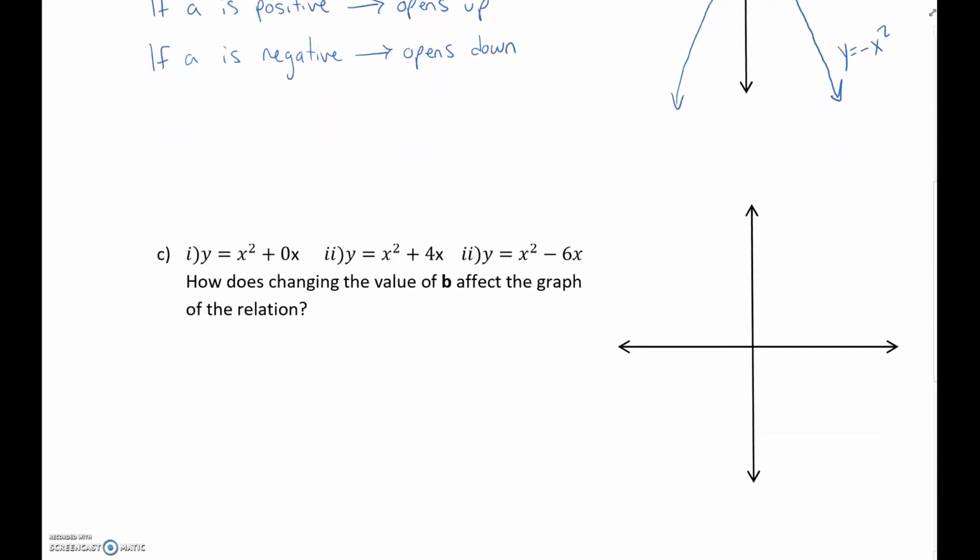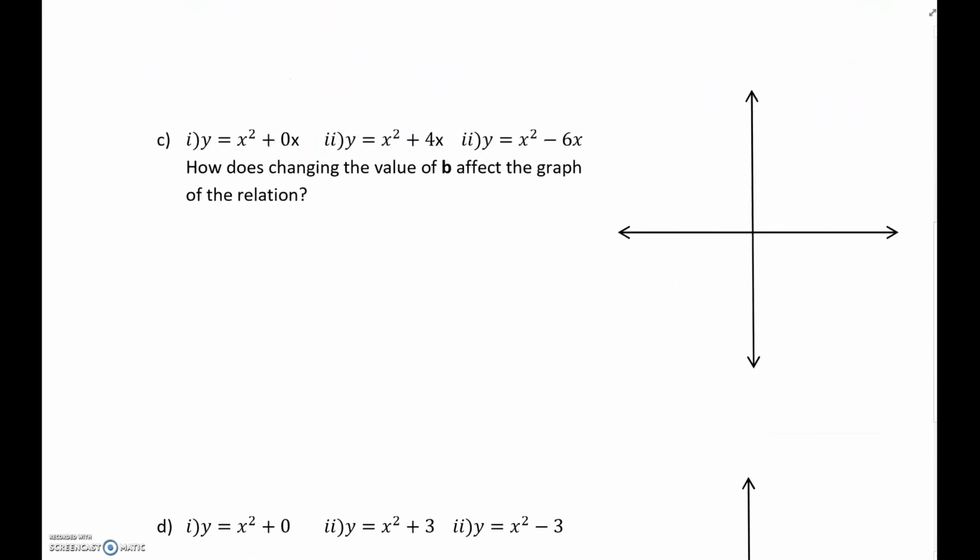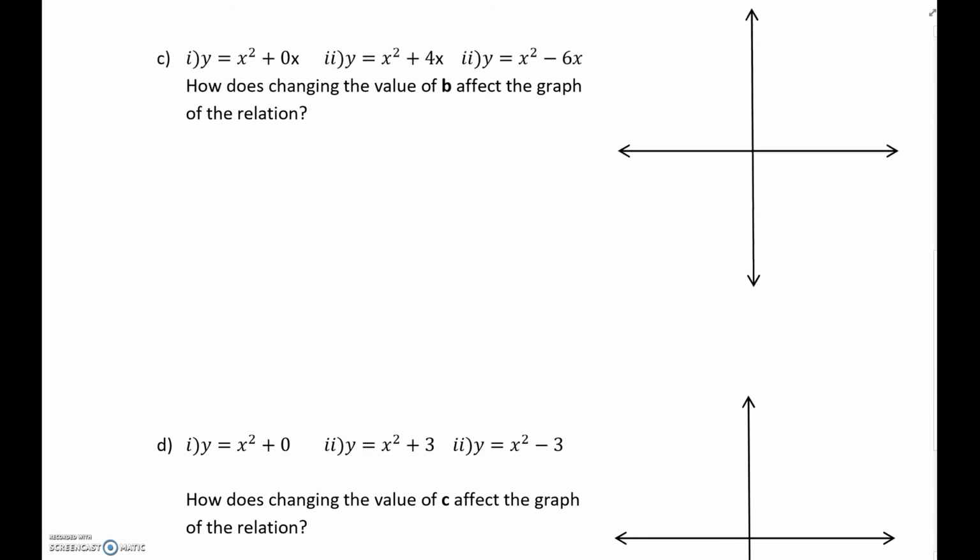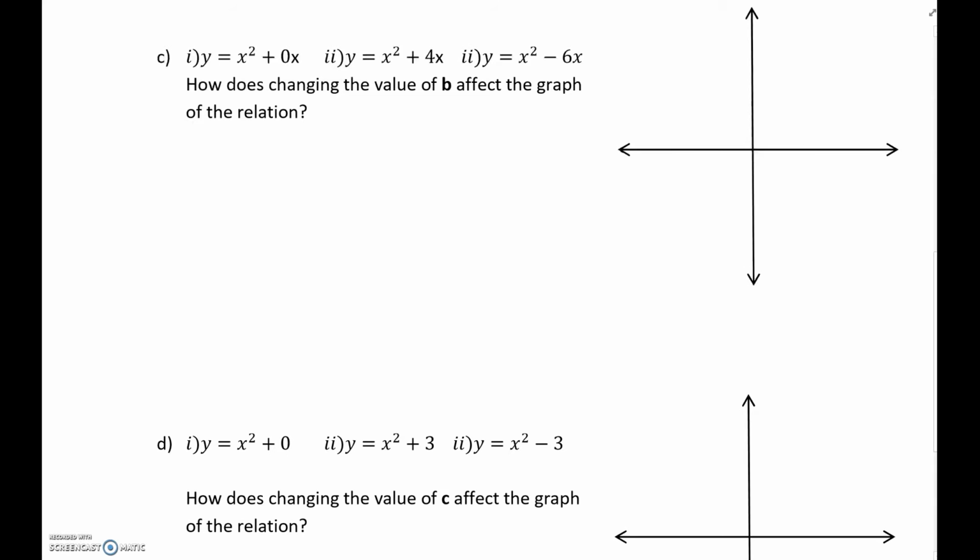Let's take a look at C. In C, we're asked, how does changing the value of b affect the graph of the relation? So if you remember at the beginning, we had y equals ax squared plus bx plus c. So this is the value we're changing now. Now it's not as obvious when you're graphing what's happening to the b, so let's have a look. Put these into our graphing calculator.